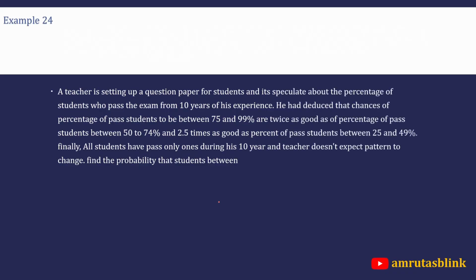Let's look at one more similar problem. A teacher is setting up a question paper for students and speculates about the percentage of students who pass the exam from 10 years of his experience.